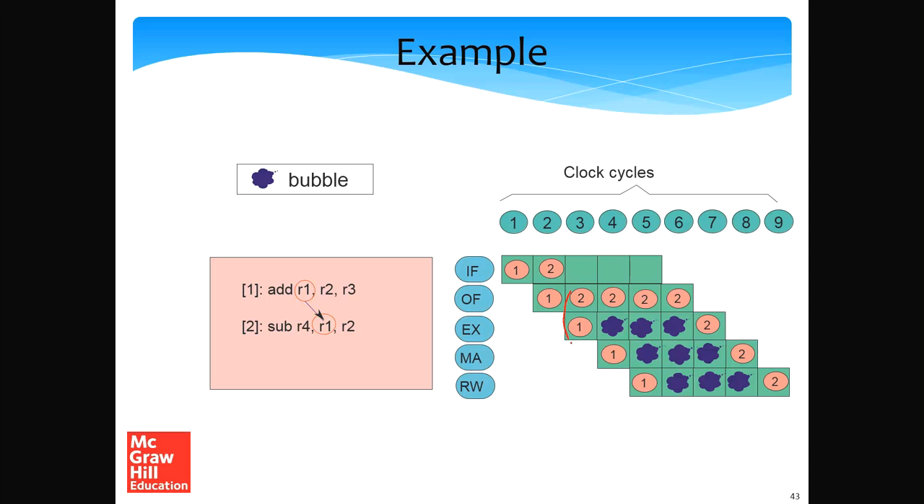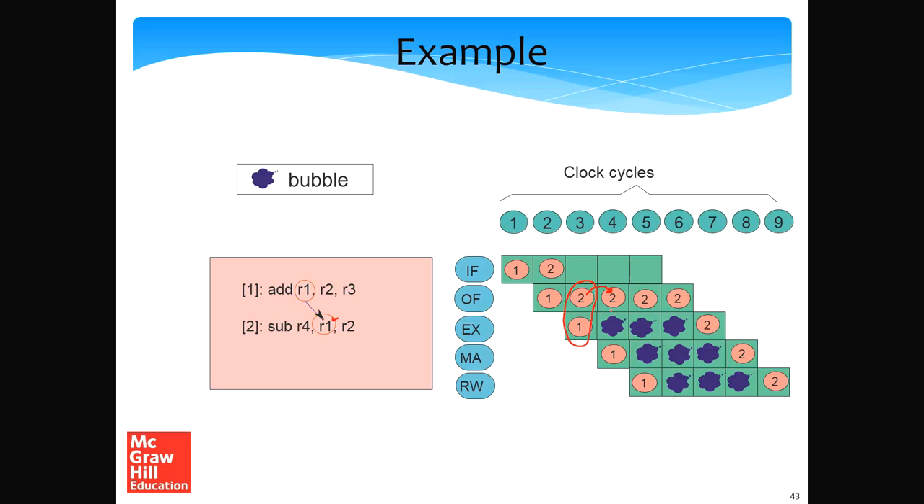At this point, an important decision is taken. It is found out that instruction 2 needs register R1, and R1's value it's not going to get from the register file because instruction 1 is not done yet. So in this case, for the next 3 cycles, it waits in the OF stage. In cycle number 4, we do not allow instruction 2 to progress to the next stage. We keep it at its current stage.